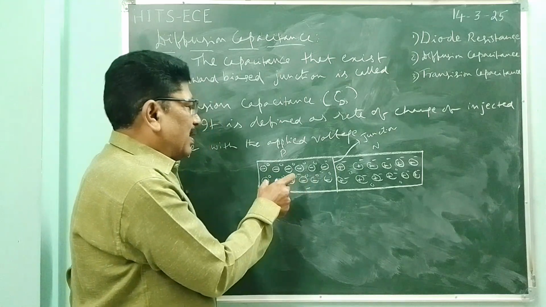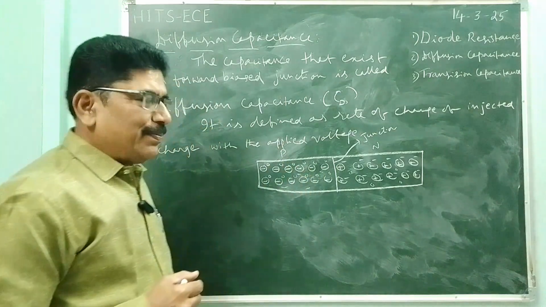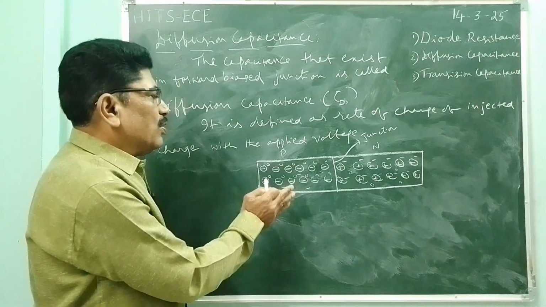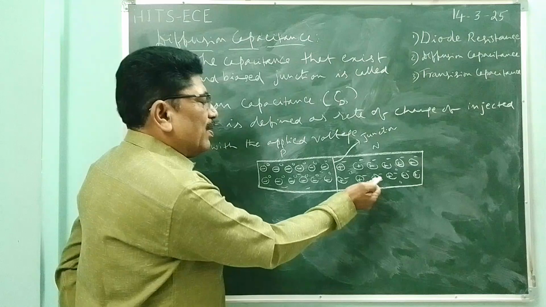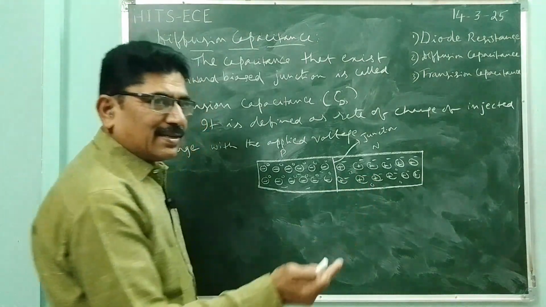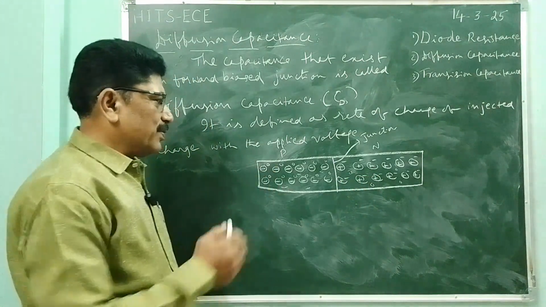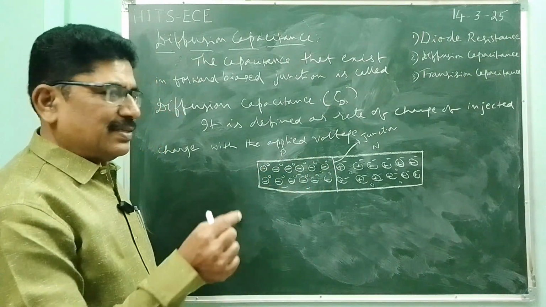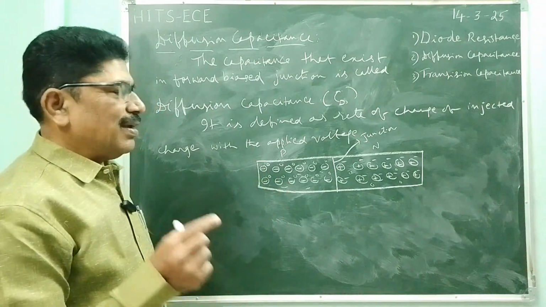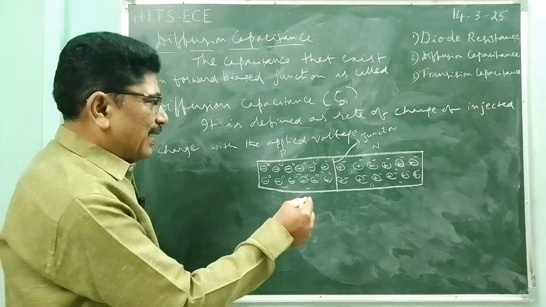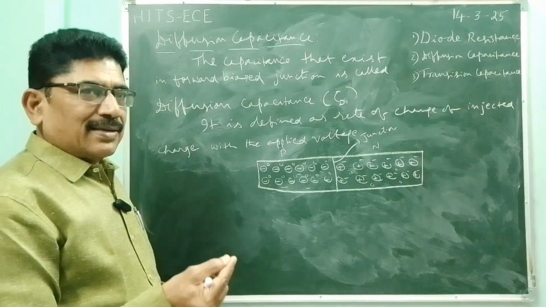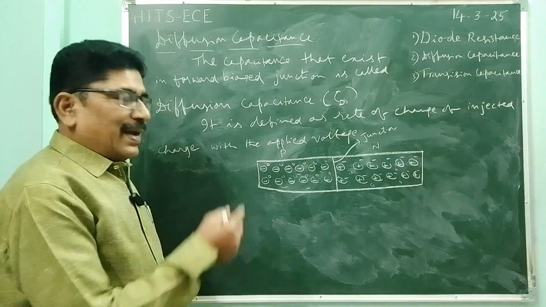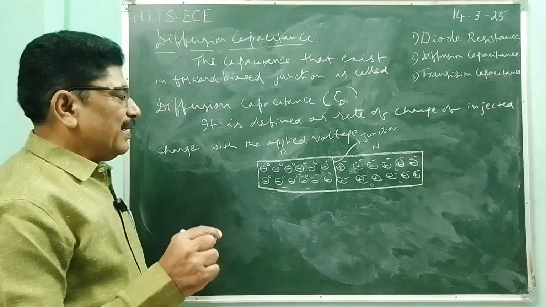Due to high concentration of holes in P-type, what will happen? Due to diffusion, the holes will cross the junction since the hole concentration gradient is very less compared to the holes in P-type. So they will cross the junction. In the same way, the electrons have high concentration gradient in N-type, and in P-type they are the minority carriers, so they have low concentration gradient. They move from N-type to P-type. At the junction they cross and they recombine.